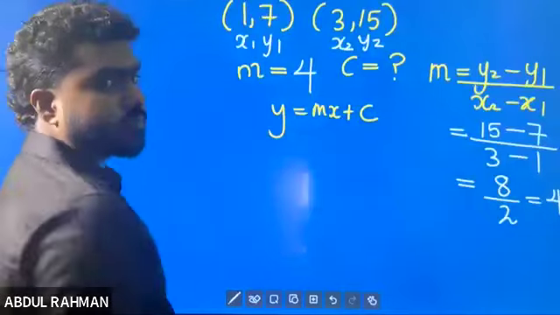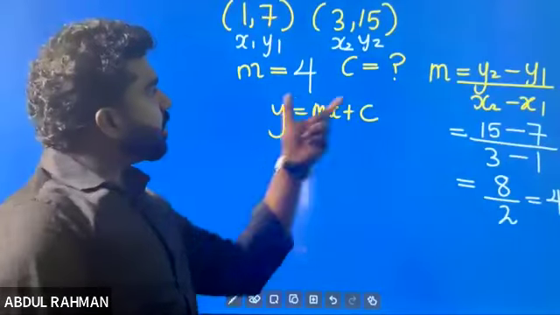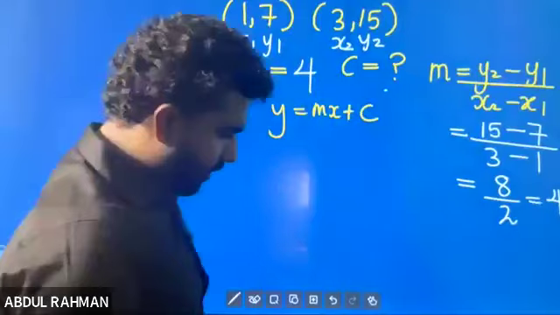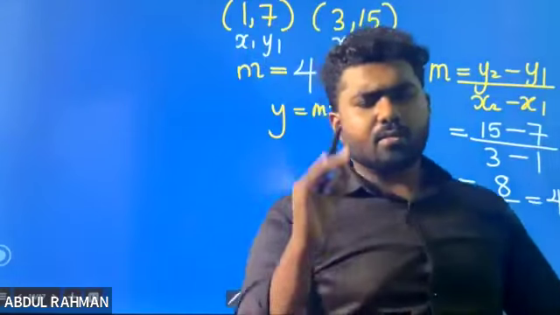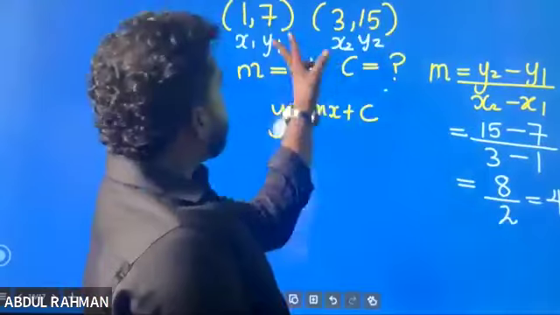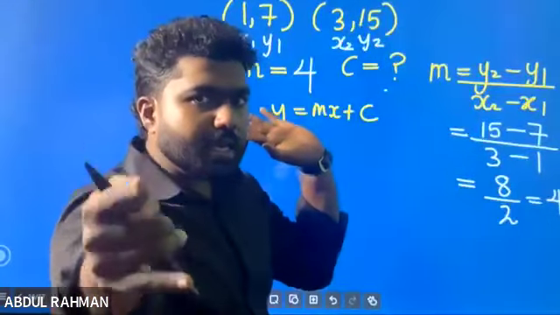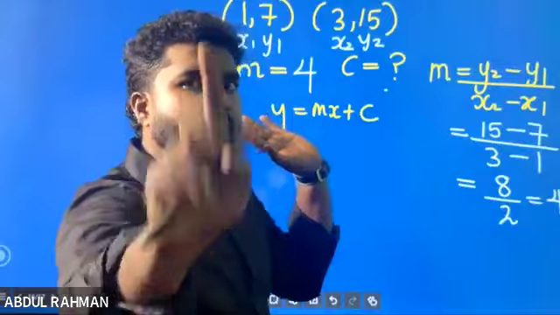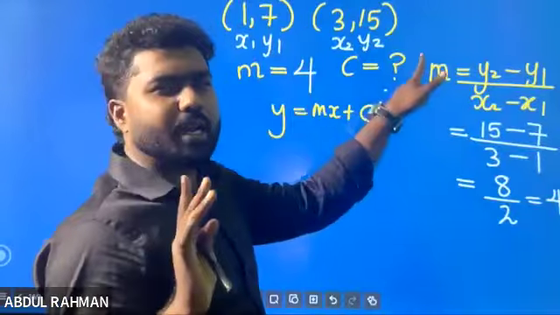Now I need to find out this guy, c. So how will I find out c? Very simple. Take any of the coordinates. I repeat again, take any one coordinate. You have two coordinates.